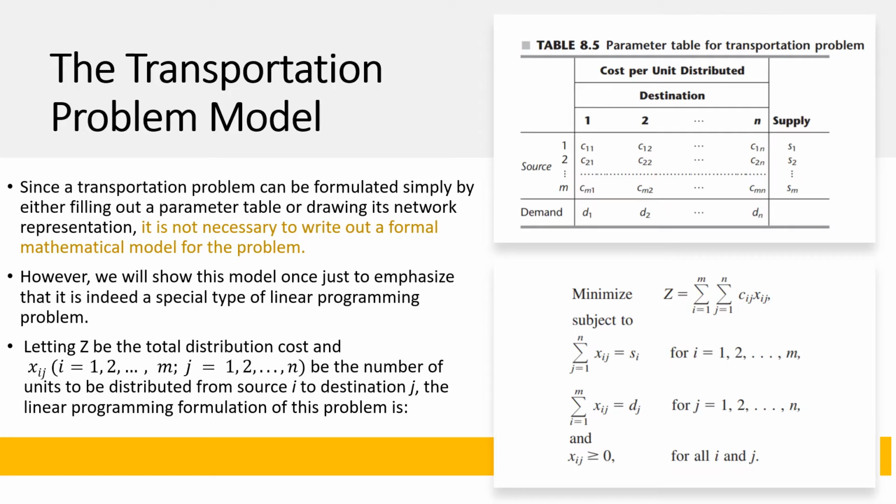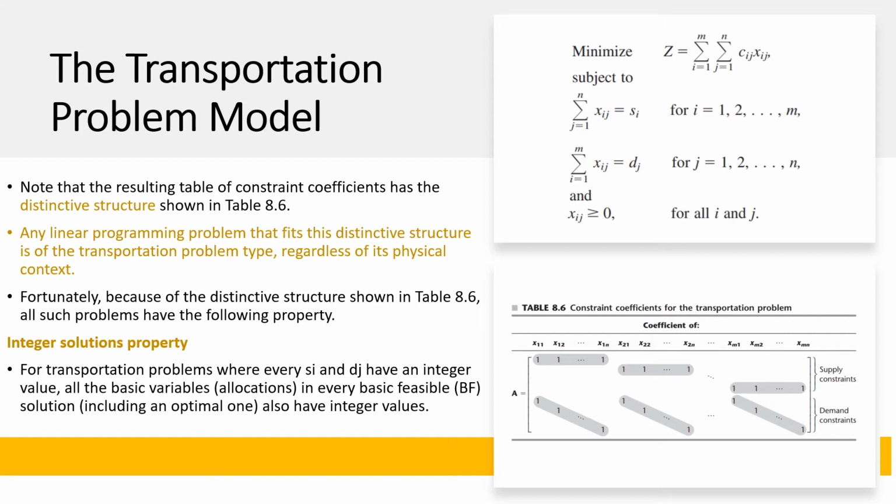I know we say that it's not necessary to write a formal mathematical model, that means a symbolic model, although we're going to bring it just to observe one property of this model. If you see, we have a distinctive structure. We're going to have first the restrictions for our supply, and also as a second set, we're going to have the restrictions for demand.